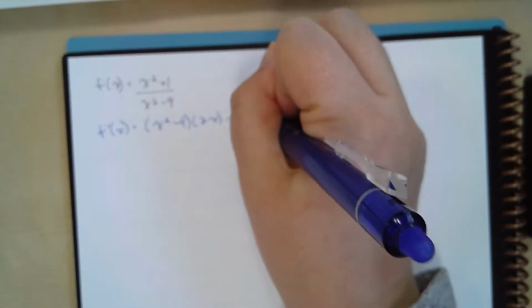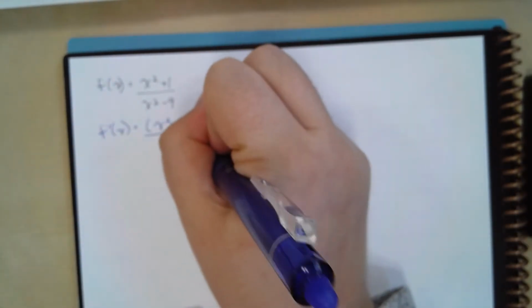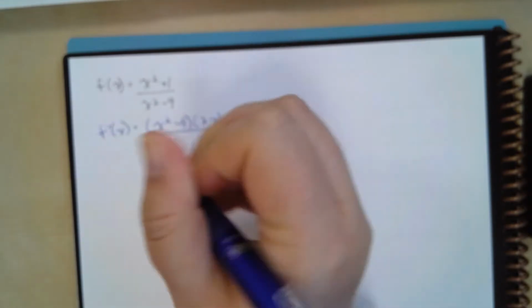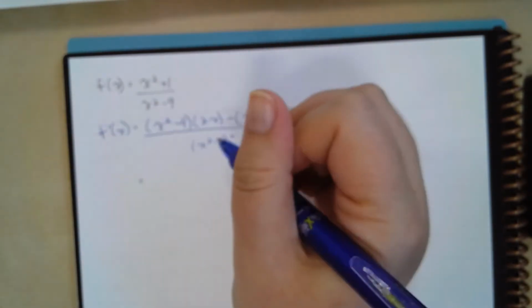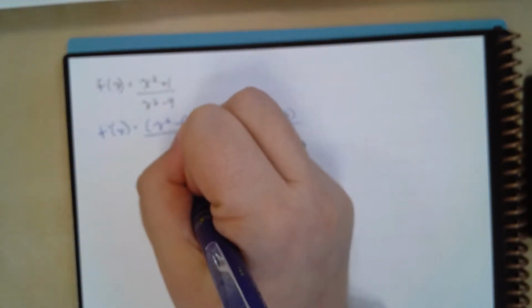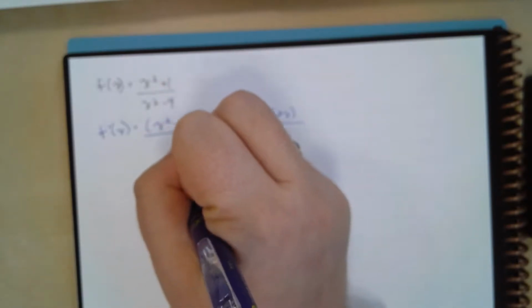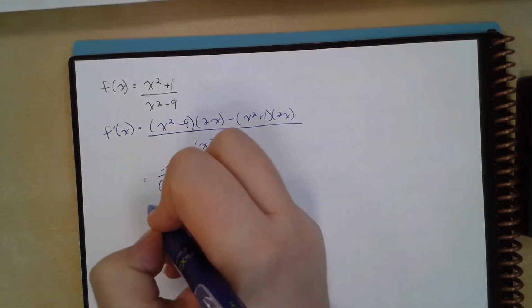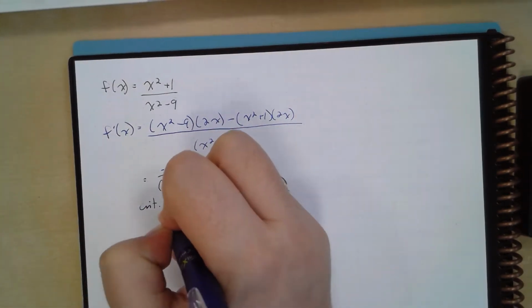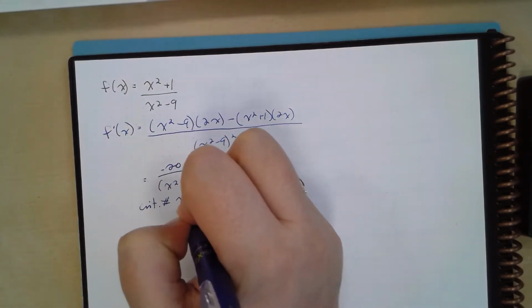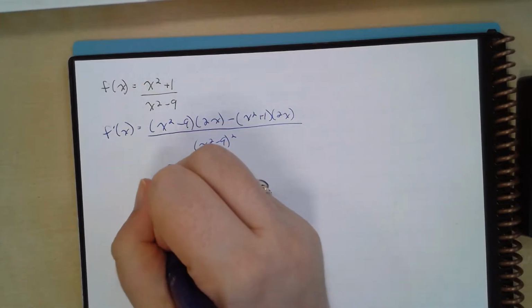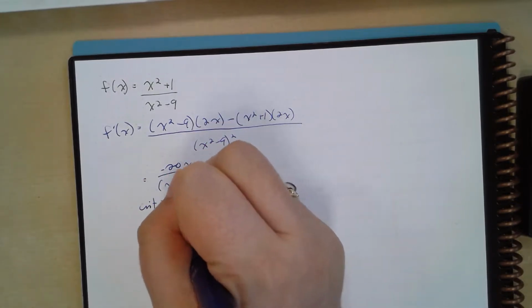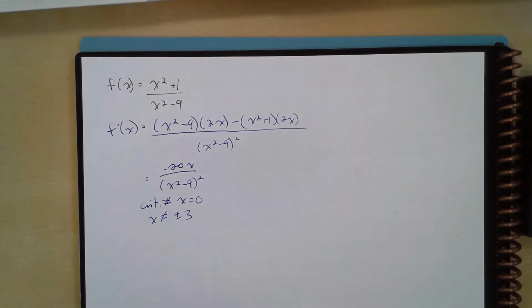Minus x squared plus 1 times 2x. So this is going to be, just trust me that this simplified. Nobody wants to watch all that happen. So where are our critical numbers? Our critical number is at x equals 0, and x cannot equal plus or minus 3. As you can see already, this is a more complicated graph, okay?